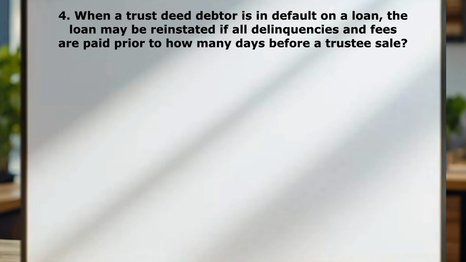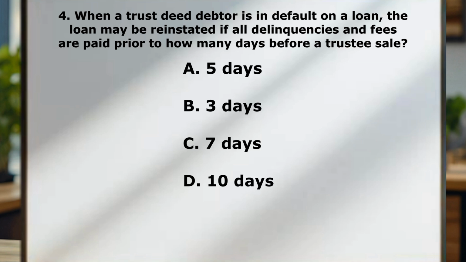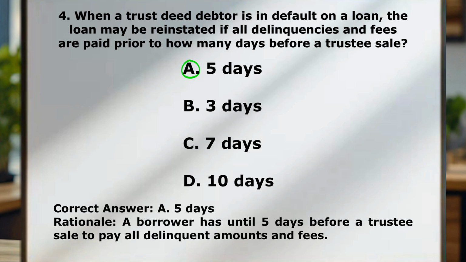Question number 4. When a trust deed debtor is in default on a loan, the loan may be reinstated if all delinquencies and fees are paid prior to how many days before a trustee sale? A. 5 days. B. 3 days. C. 7 days. D. 10 days. Correct answer here is A. 5 days. So basically, a borrower has until 5 days before a trustee sale to pay all the delinquent amounts and fees.